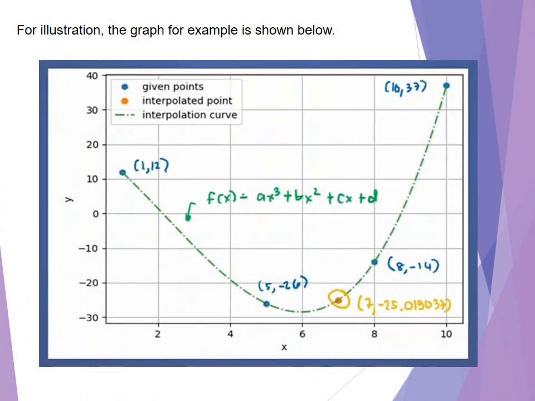So this is the graph. We can see the given points, then the green broken line curve is the interpolation curve, and the orange is the interpolated point.